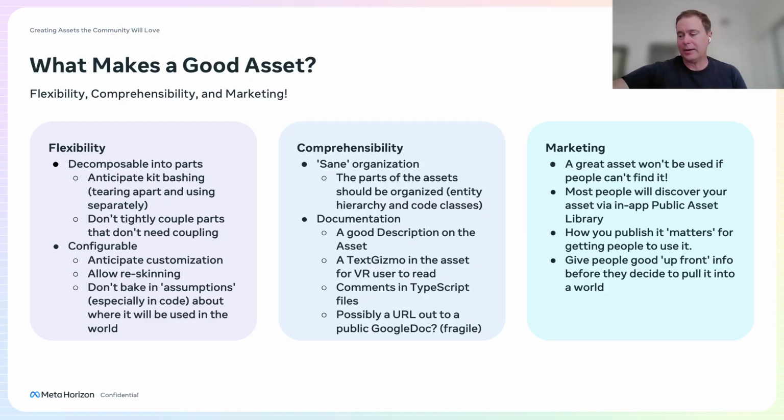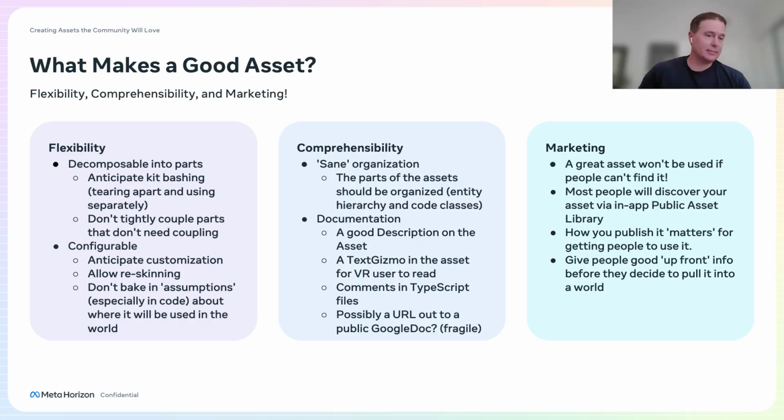It's not necessarily required, but I think it's desirable that the asset has some ability to be modified and tailored to the end user's environment. That might mean there are parameters that they can set. It might mean there are mesh assets they can swap out. It may mean that they kit bash it, break it into parts, and then reuse it. So just anticipate those different kinds of ways that your asset might get reused. People might want to break it apart, use some of the parts, and put them together into something new. So think about not tightly coupling parts together that don't need coupling. And this matters both from the mesh side and from the code side.